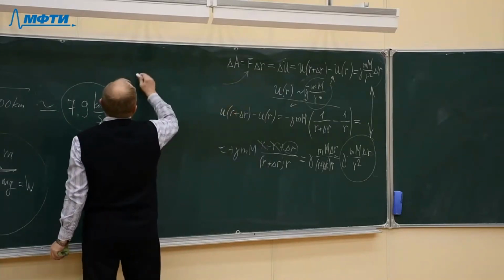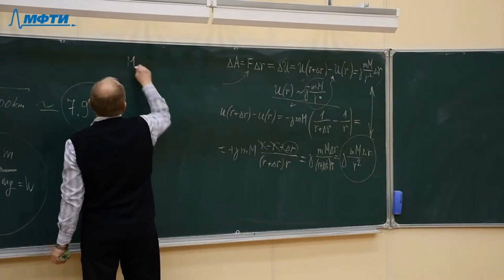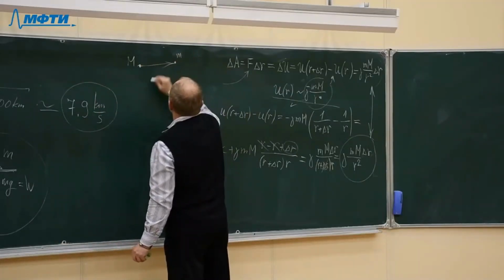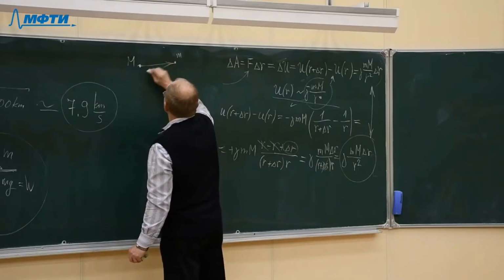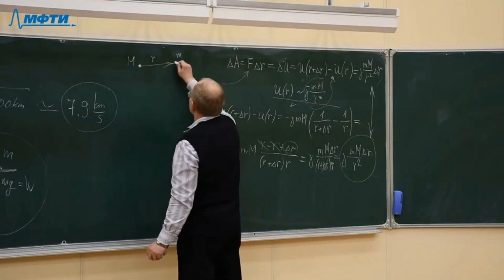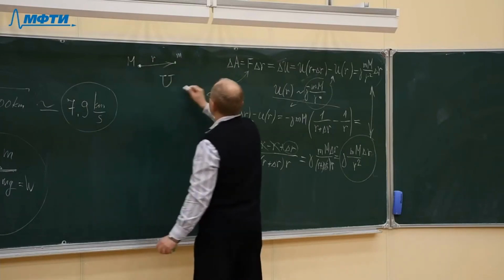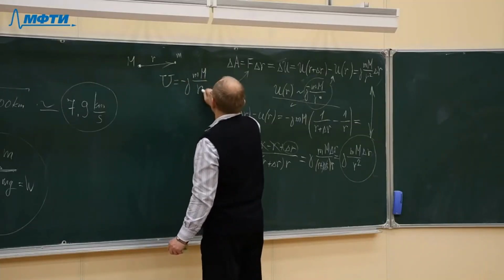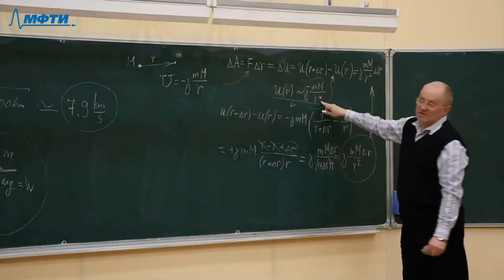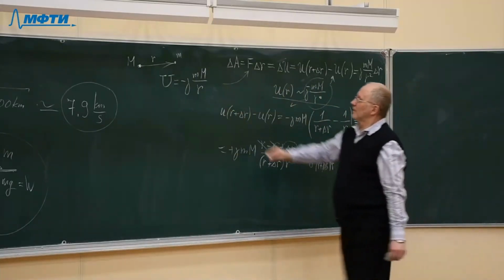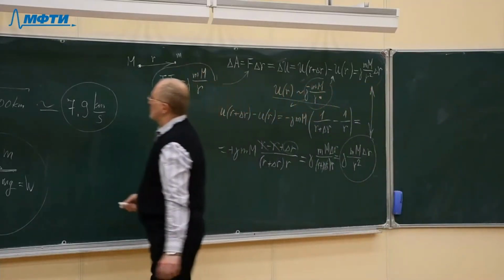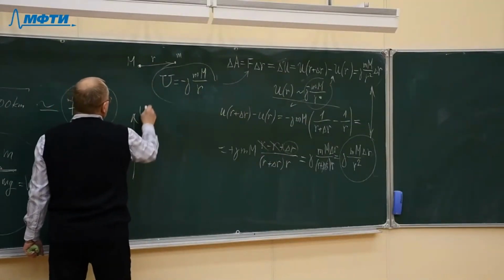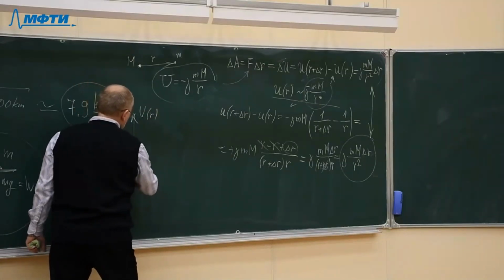that in a gravitational field of mass M, any body of mass small m which is placed at distance r will have a potential energy equal to minus gamma small m capital M over r. This formula is correct. We have just proven it. This is the potential energy as a function of radius. It can easily be depicted on a graph.